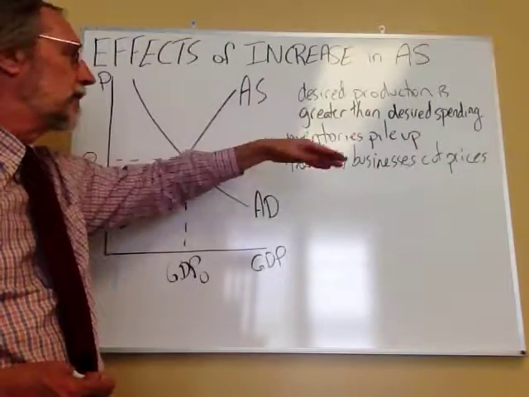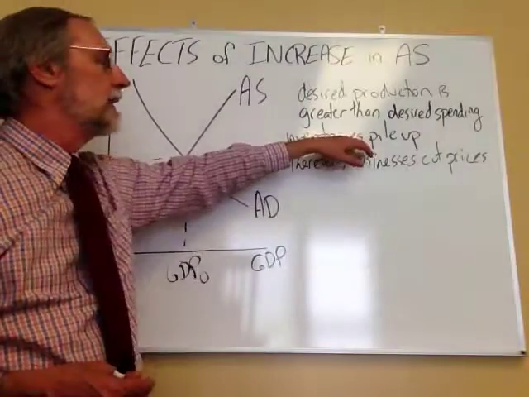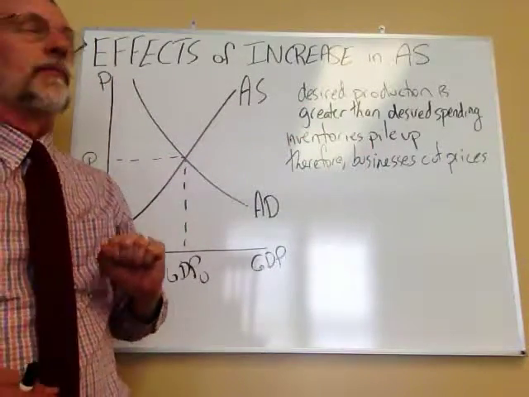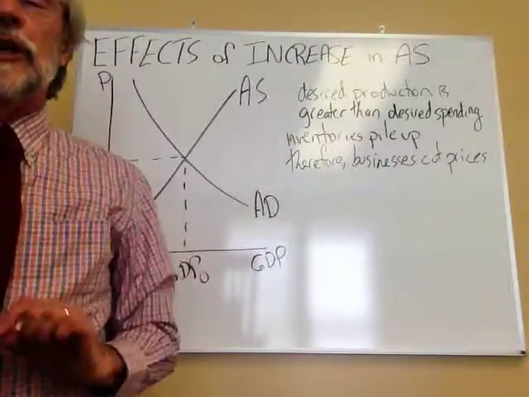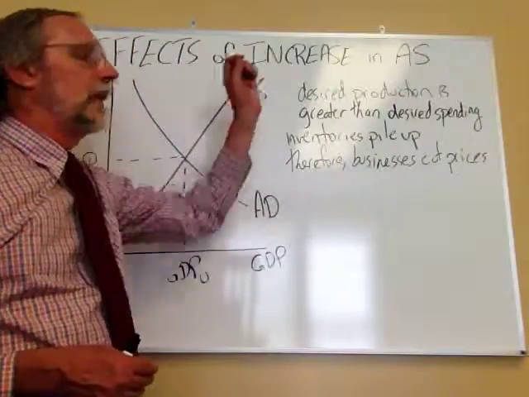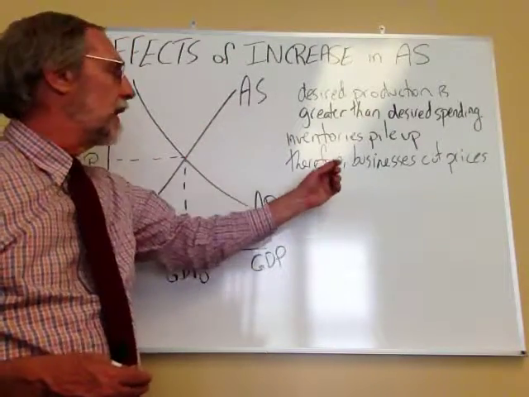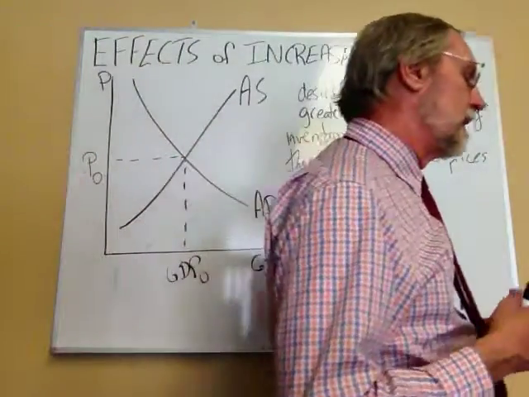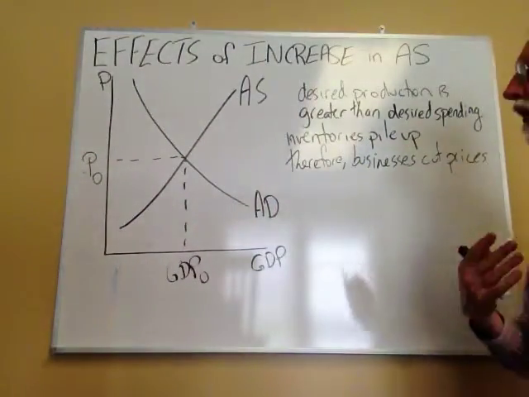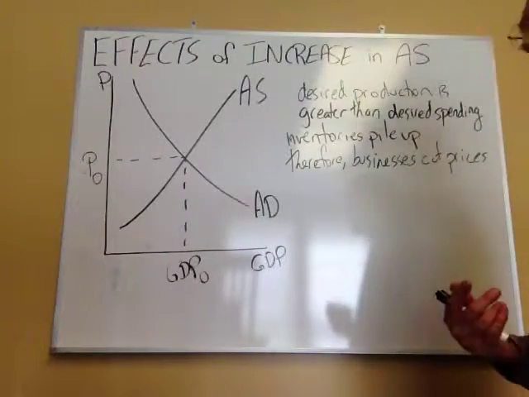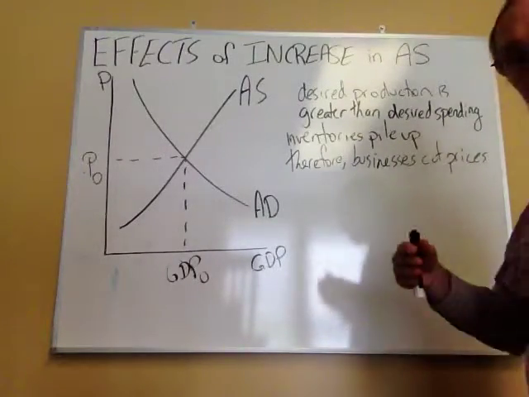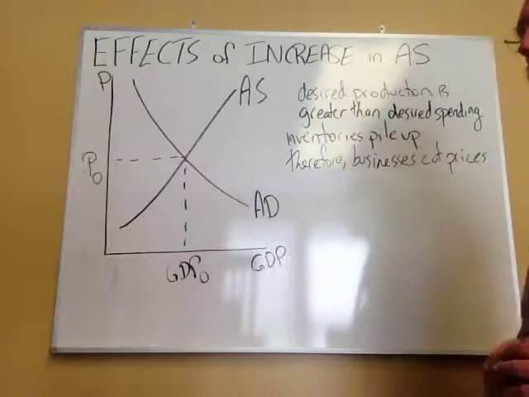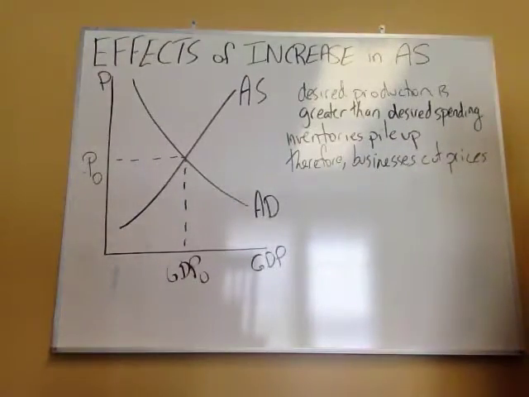Because desired production is greater than desired spending, businesses' inventories pile up. Because businesses' inventories pile up, businesses cut prices. Now, as businesses cut prices, we're going to find that people are going to buy more stuff, and so the inventory will come back in line with where businesses want it to be.